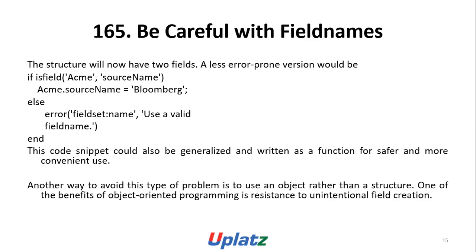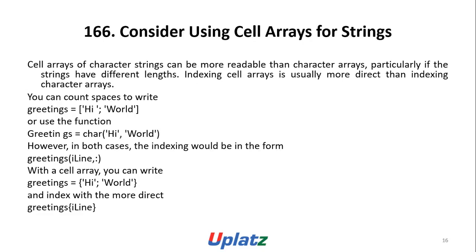The structure will now have two fields. A less error-prone version would be: if isfield(s, 'acmeSourceName'), s.acmeSourceName = 'Bloomberg'; else error('Field set name: use a valid field name.'); end. This code snippet could also be generalized and written as a function for safer and more convenient use. Another way to avoid this type of problem is to use an object rather than a structure. One of the benefits of objects is resistance to unintentional field creation.